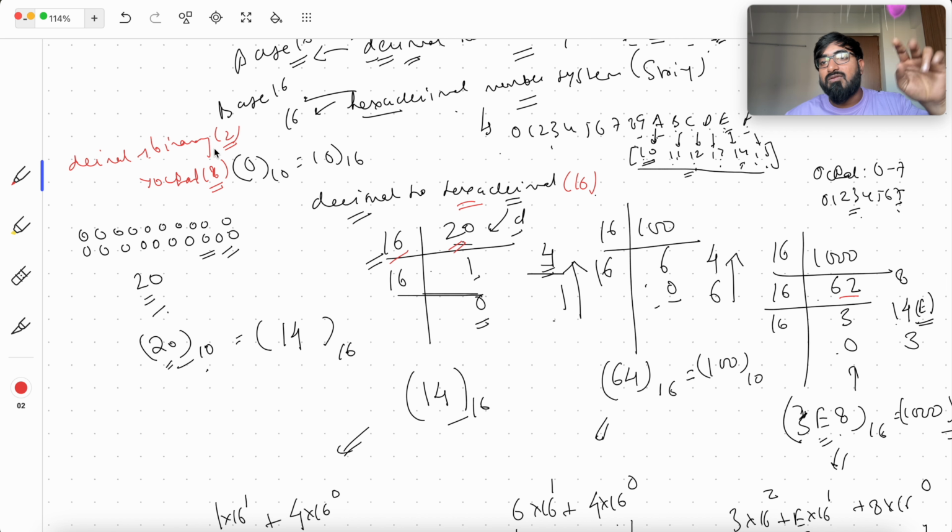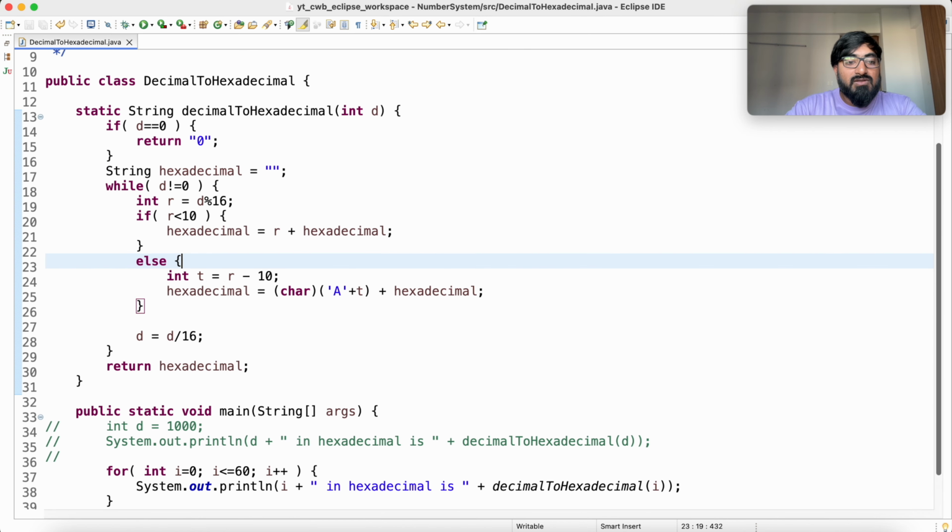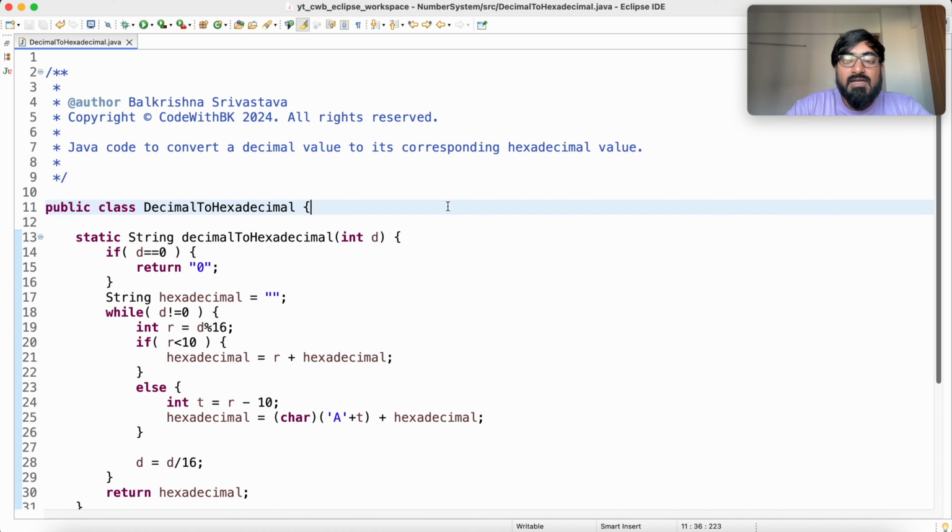So you do this, and then you have to append the remainders. When you do decimal to binary or decimal to octal, only the base you are converting to changes, because you have to divide by that corresponding base. Otherwise, the entire process of finding the quotient, finding the remainder, and appending the remainder is the same. So this was your Java code for decimal to hexadecimal conversion.